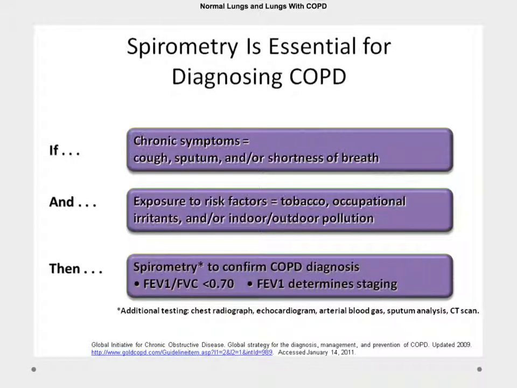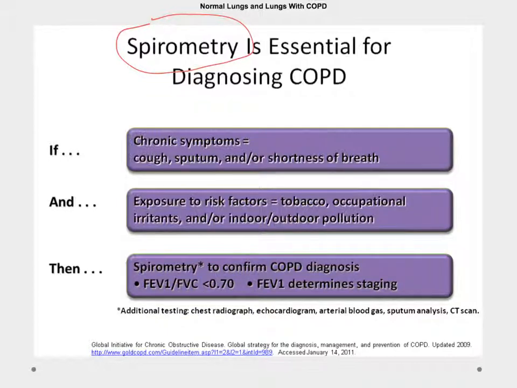This is a process utilized in order to diagnose COPD, and this is bringing in spirometry, which is that pulmonary function test that allows us to get numbers so we have specific data to support the diagnosis of COPD. And remember, spirometry is the gold standard for diagnosing COPD.